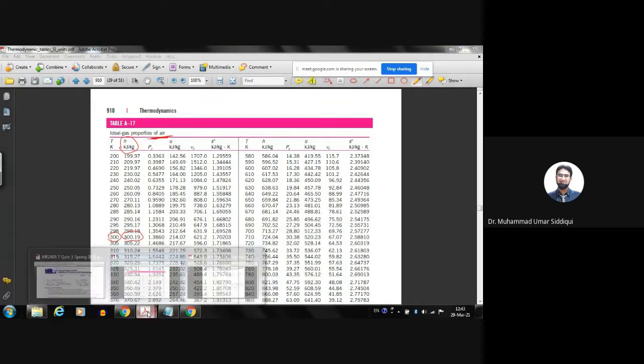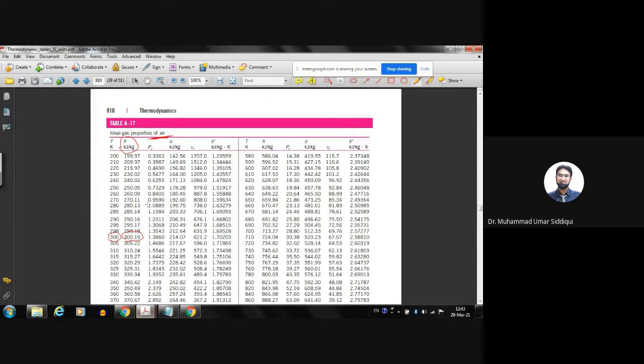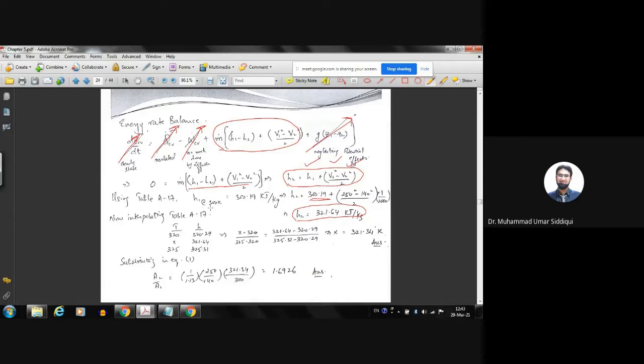So we know the enthalpy here as well. Just substitute the values, and we know the velocities, so we can find the final enthalpy. Once you have the final enthalpy, you can go back into the table and find the corresponding temperature. It's 321.64, which should be between 320.29 at 320 degrees and 325.31 at 325 degrees. So we can find the temperature at that enthalpy, and then we substitute this temperature into the formula to get A2 by A1.